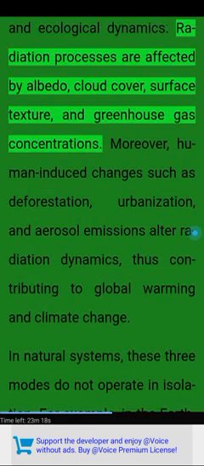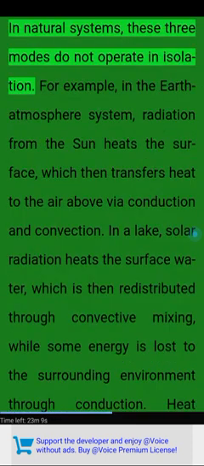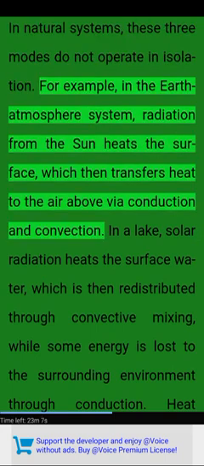Radiation processes are affected by albedo, cloud cover, surface texture, and greenhouse gas concentrations. Moreover, human-induced changes such as deforestation, urbanization, and aerosol emissions alter radiation dynamics, thus contributing to global warming and climate change. In natural systems, these three modes do not operate in isolation. For example, in the Earth-atmosphere system, radiation from the sun heats the surface, which then transfers heat to the air above via conduction and convection.